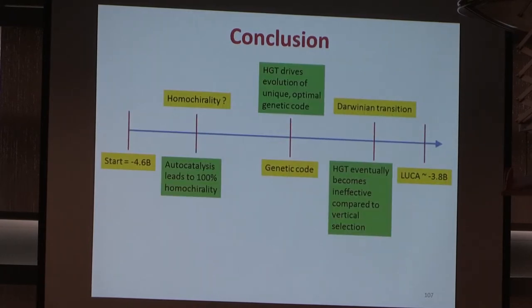So what I've talked about very quickly in this overview is I've talked about homochirality, the genetic code, and the Darwinian transition. And what I've shown you is that autocatalysis leads to 100% homochirality. I've told you that horizontal gene transfer drives the evolution of a unique and optimal genetic code. And I've shown you that the horizontal gene transfer eventually forces itself into a regime where it becomes ineffective compared to vertical selection.